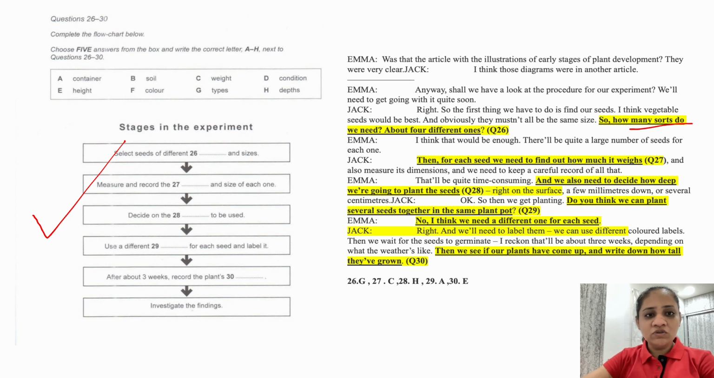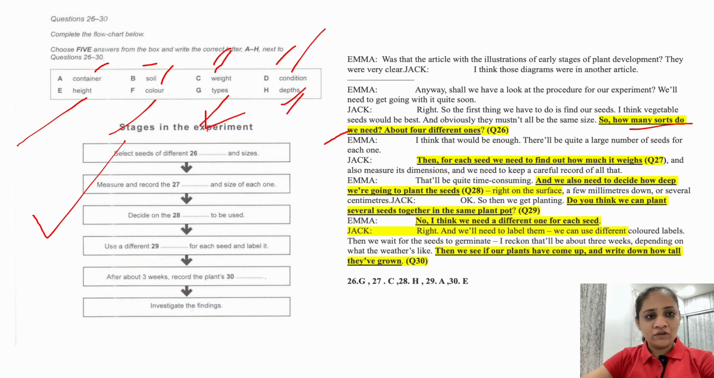So how many sorts do we need? About 4 different ones. So in this question we have to focus on selecting seeds of different dash and the size. Sorts, S-O-R-T-S. You cannot find the direct word "sorts" in the list, so related to sort you have to find the word. So sort is equal to container? No. Sort is equal to soil? No. Sort is equal to weight? No. Sort is equal to condition? No. Sort and height the same? No. Sort and color? No. Sort and type? Yes. Sort and type.